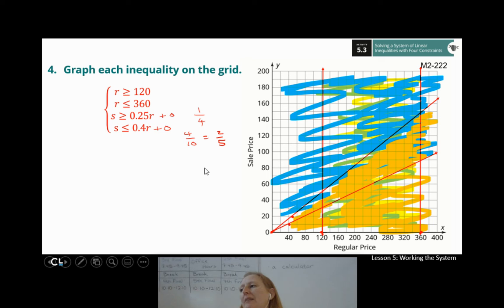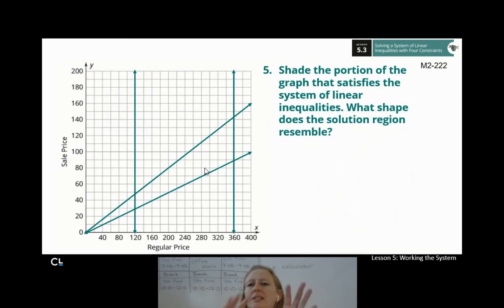Can you clean this up a little bit? Can you just shade the portion of the graph that satisfies the system of linear inequalities? We had way too much shading there and it's messy, so you might want to erase a little bit. Can you shade just the region where they all overlap? And what shape does the solution resemble, actually, now we're thinking about it? Go ahead, hit pause, shade the section where everything overlaps, and hit play when you're ready to check your work.